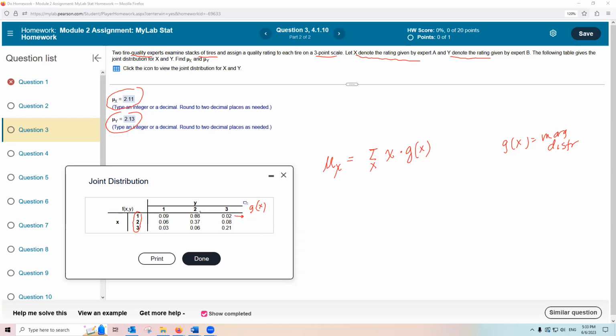I think this is 0.19 for that row. I'm going to add up the second row. The second row is 0.51. And the third row, let me just double check this on my calculator because I don't want to mess up.